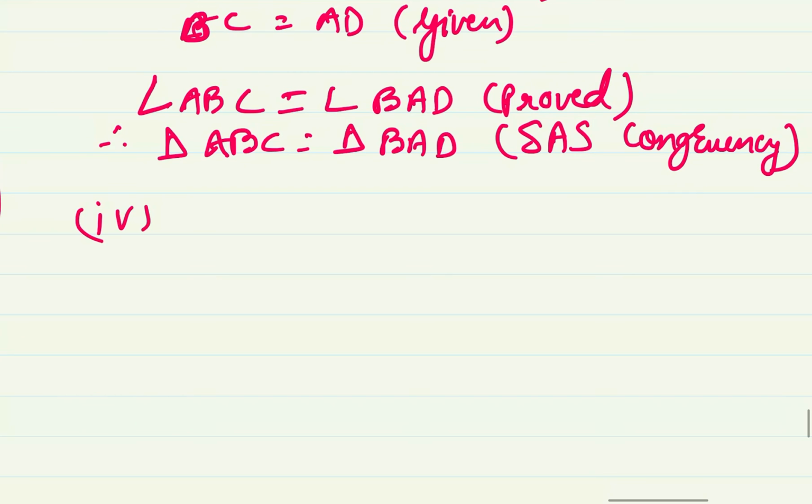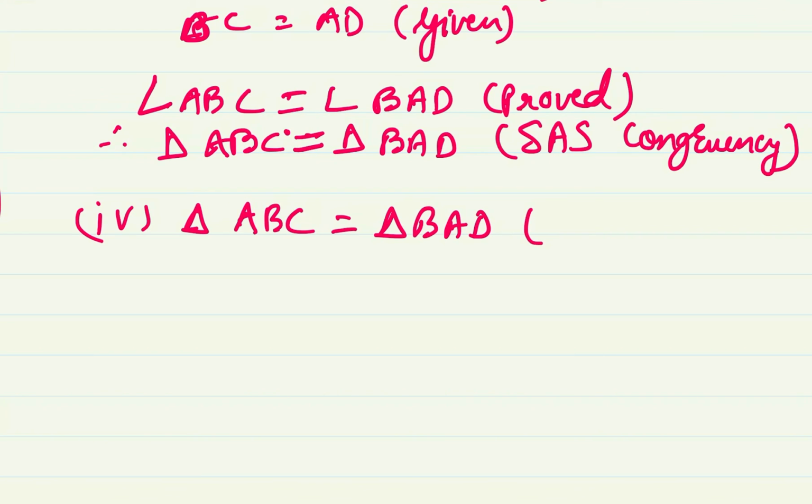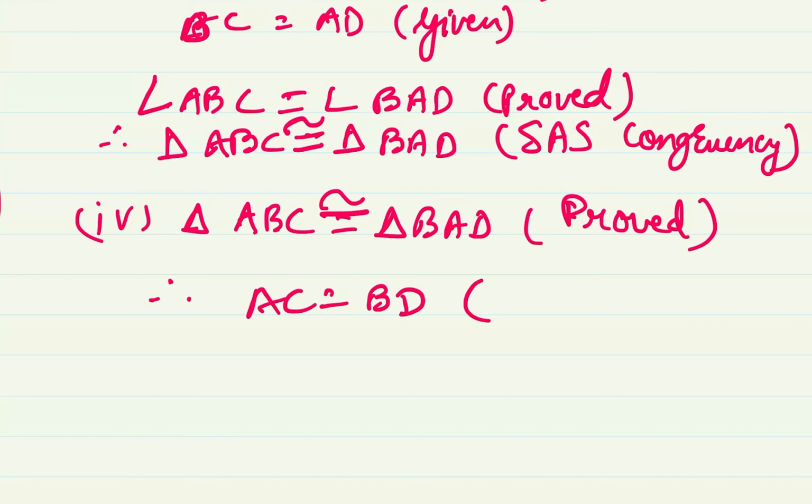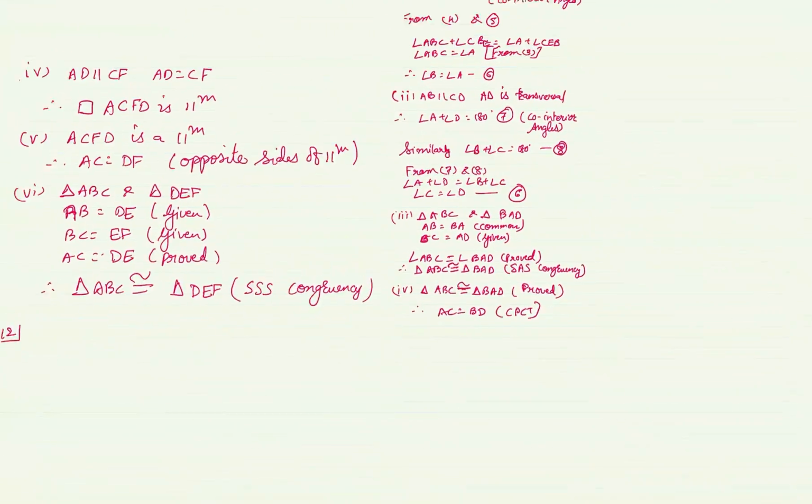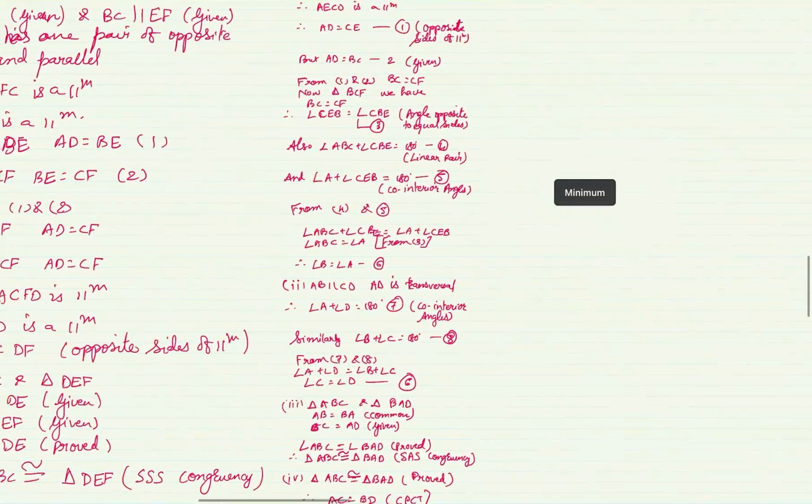Now fourth result, triangle ABC is congruent to triangle BAD. By above result, it is already proved. Therefore, by CPCT, AC is equal to BD, that is by CPCT. Hence, it is proved. So, that is our question number 12.